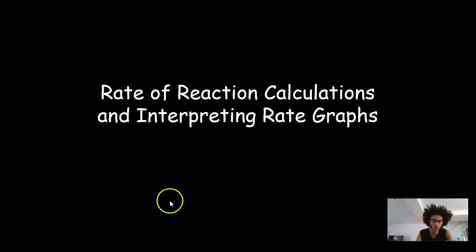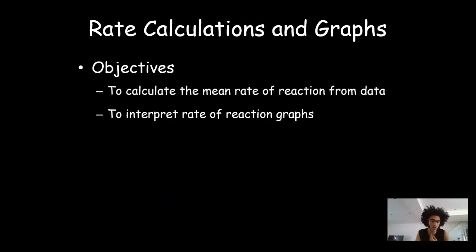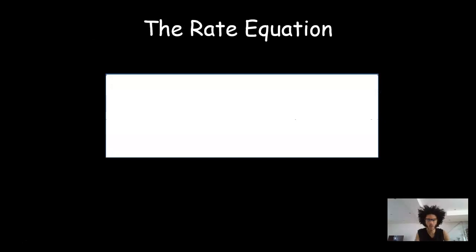So in terms of the objectives for today, it's to interpret rate of reaction graphs, and also to calculate the mean rate of reaction just from data that you've been given. So we'll start with the first one, calculating this mean or average rate of reaction. You need to know the rate equation, and there are two rate equations, although they're effectively the same thing.